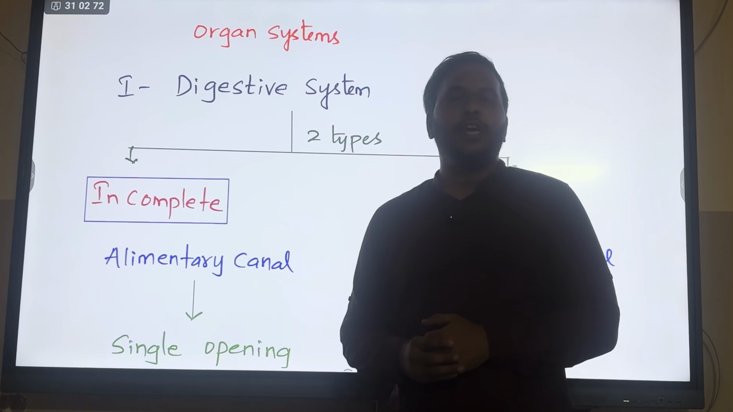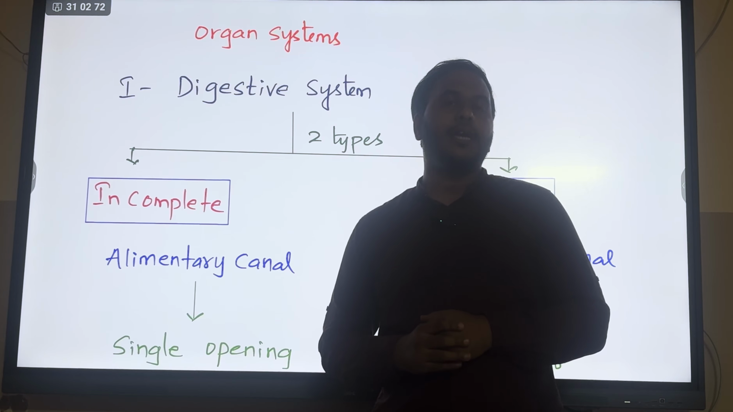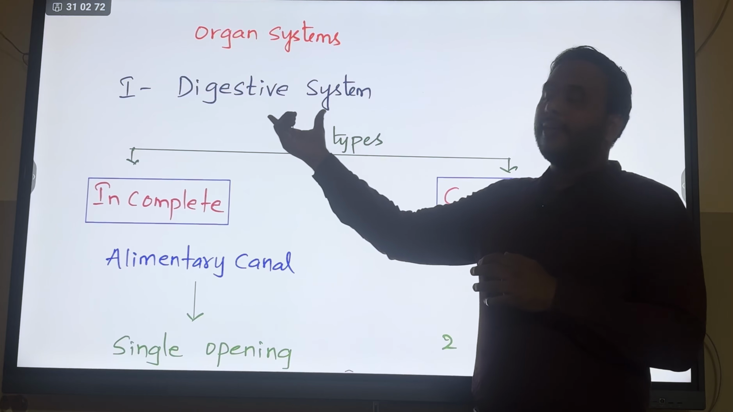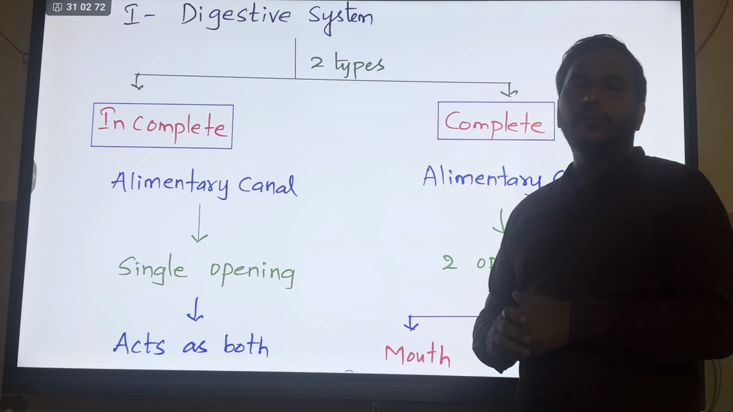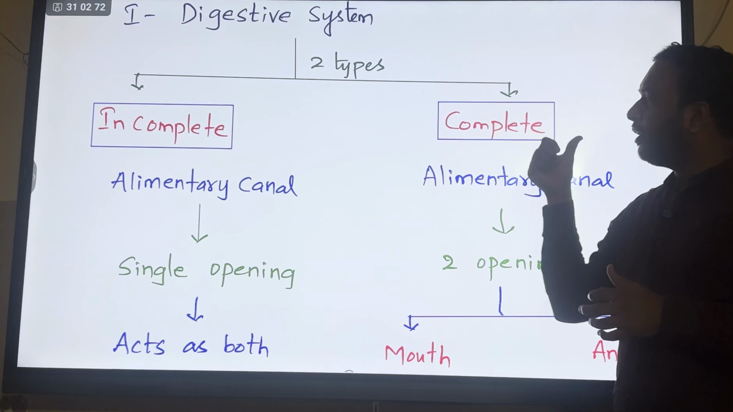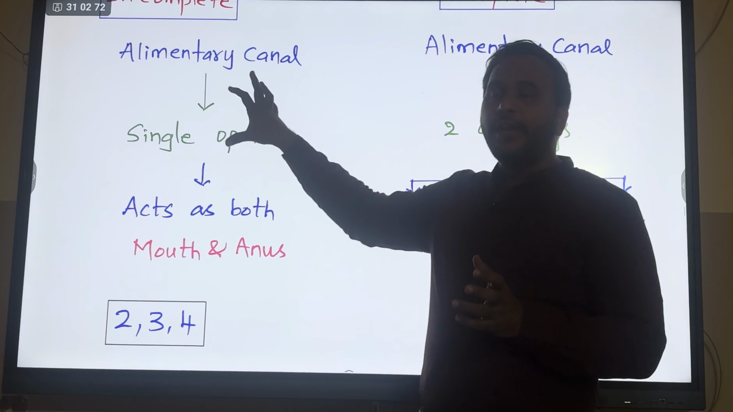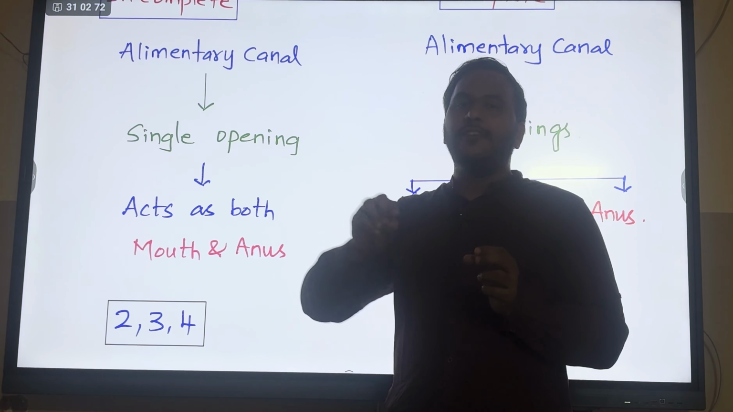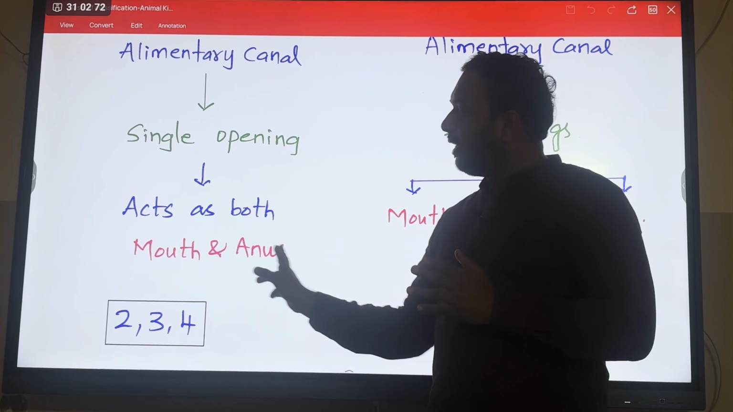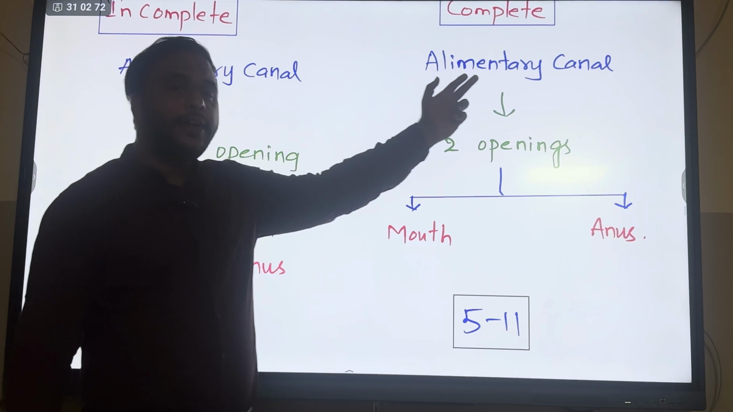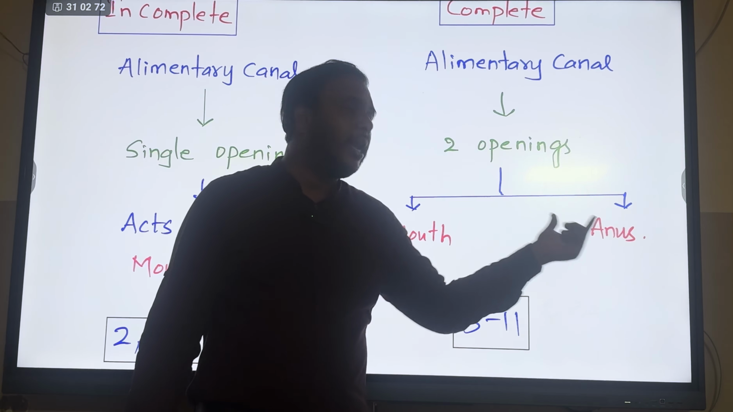In this session, we will be studying the continuation of the basis of classification under organ systems. Let us take the first one, the digestive system. There are two types: incomplete and complete. Incomplete digestive system means the alimentary canal has only a single opening, which acts as both mouth and anus, whereas the complete alimentary canal has two openings. One opening is called the mouth, the other is called the anus.